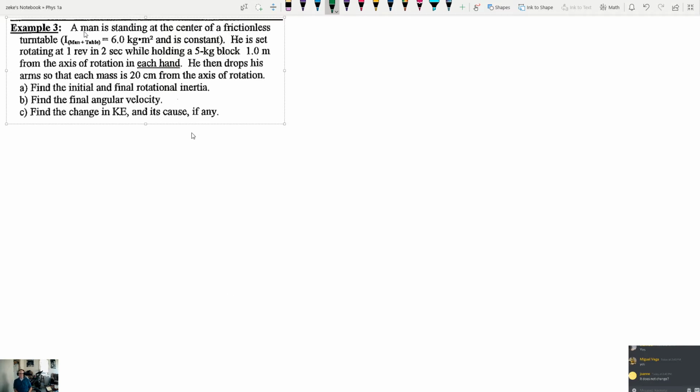Okay, so this is the problem. A man is standing at the center of a frictionless turntable. So here's my turntable. This thing can rotate around in a circle, and there's a person standing on it. It says he is set rotating at 1 revolution in 2 seconds by holding a 5 kilogram block 1 meter from the axis of rotation in each hand.